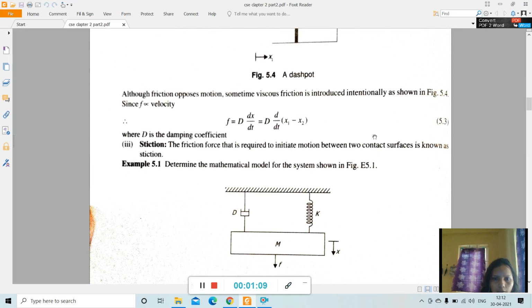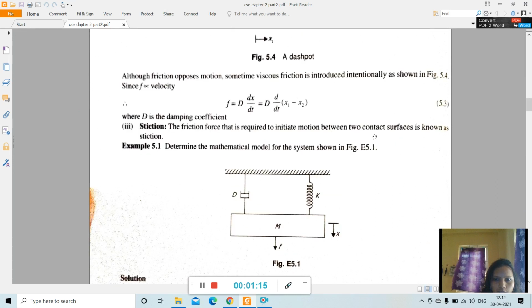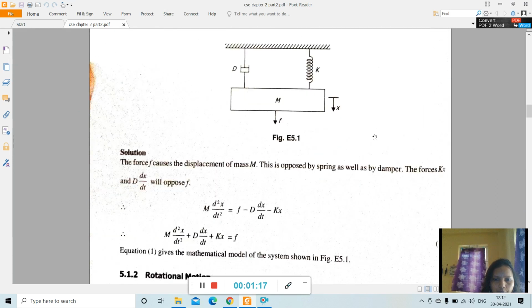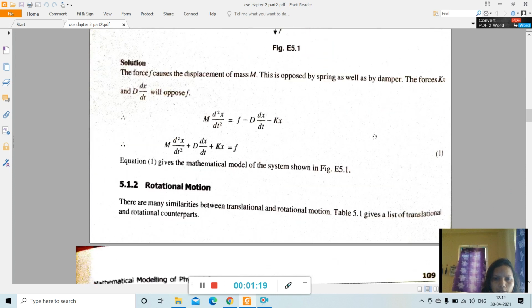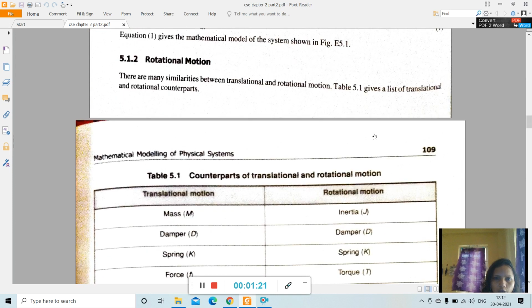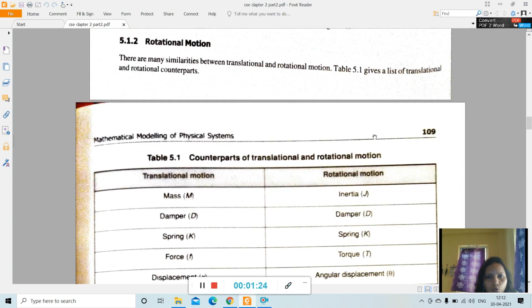Force, mainly the mathematical model for the translational system, we already discussed in the previous class. So today we will discuss rotational motion, and under this rotational motion we will also study the mathematical modeling of this rotational system. Okay, so let's continue.